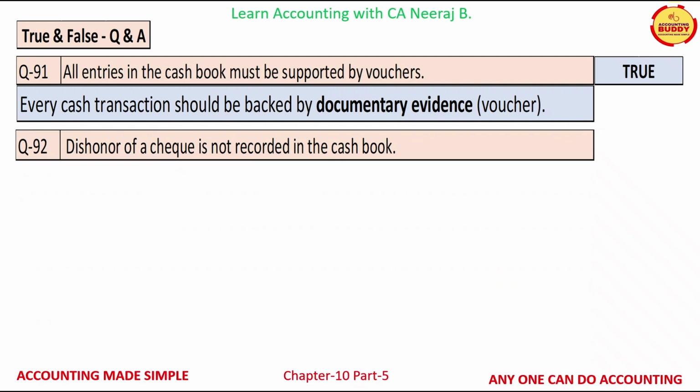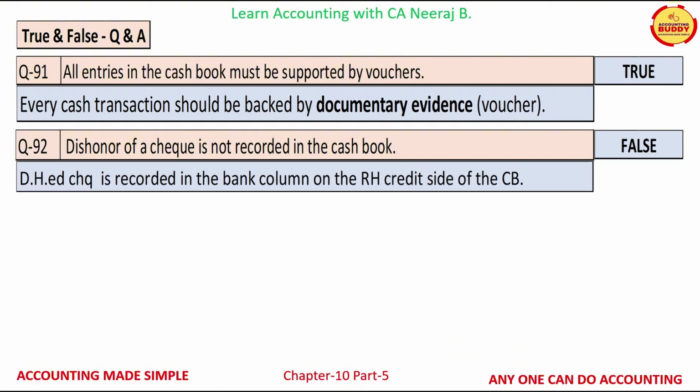Question number 92. Dishonor of a cheque is not recorded in the cash book. This is a false statement. Dishonored cheque is recorded in the bank column on the right hand credit side of the cash book.